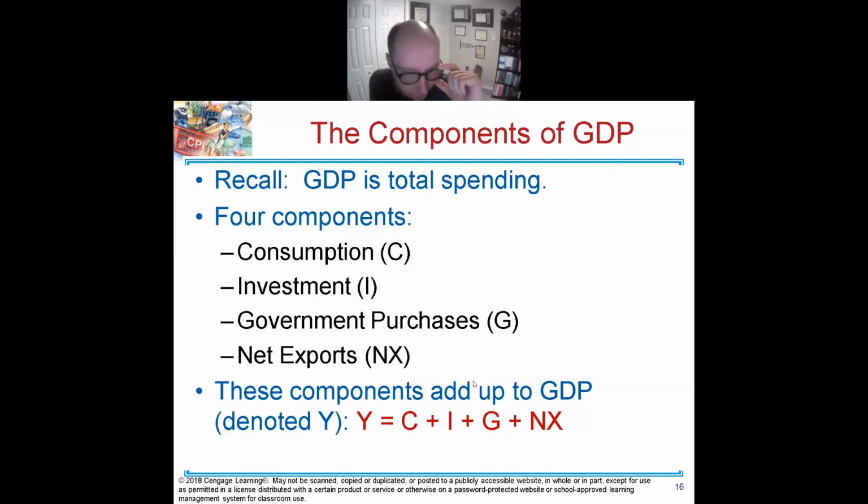So the formula is Y, which is GDP. So GDP equals consumption plus investment plus government purchases plus net exports. This is the formula for gross domestic product.